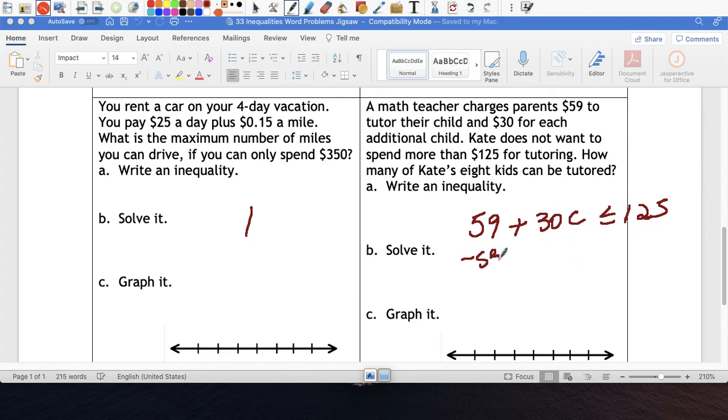So minus 59, minus 59. 30C is less or equal to 125 minus 59. That's going to give me 66. Divide both sides by 30.